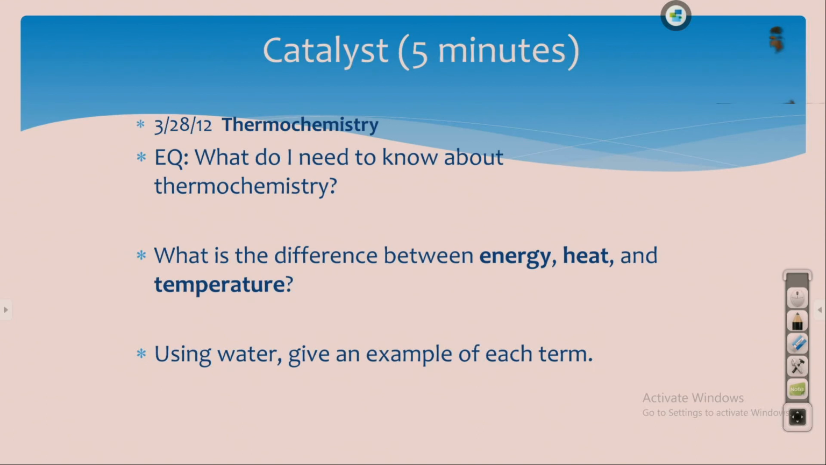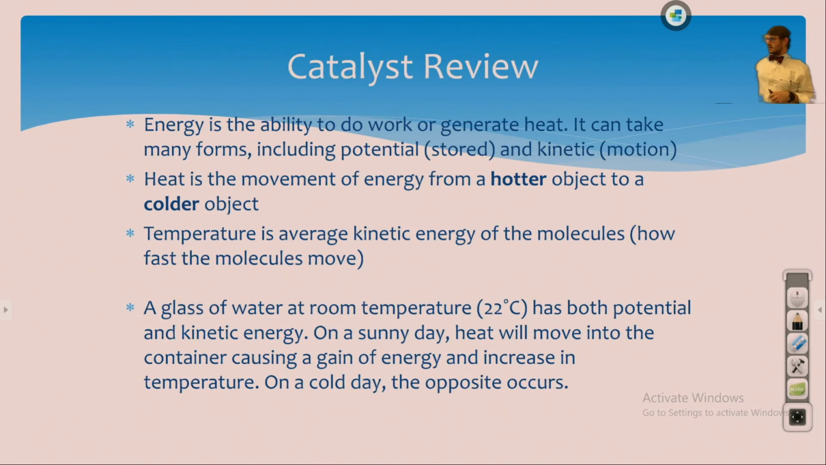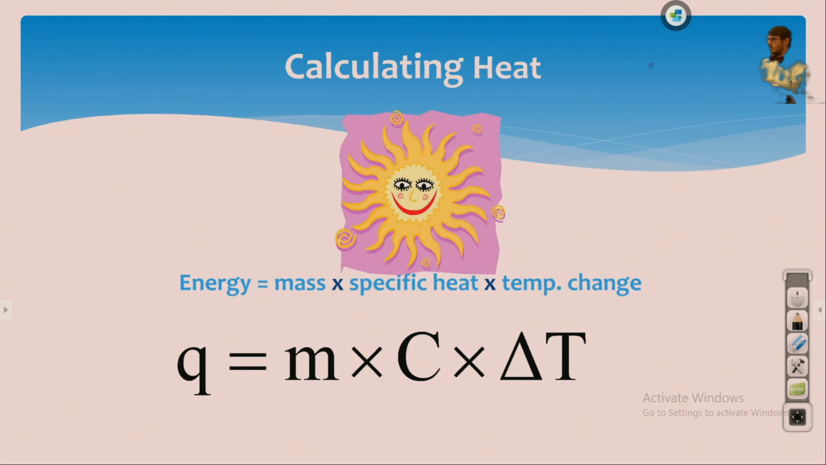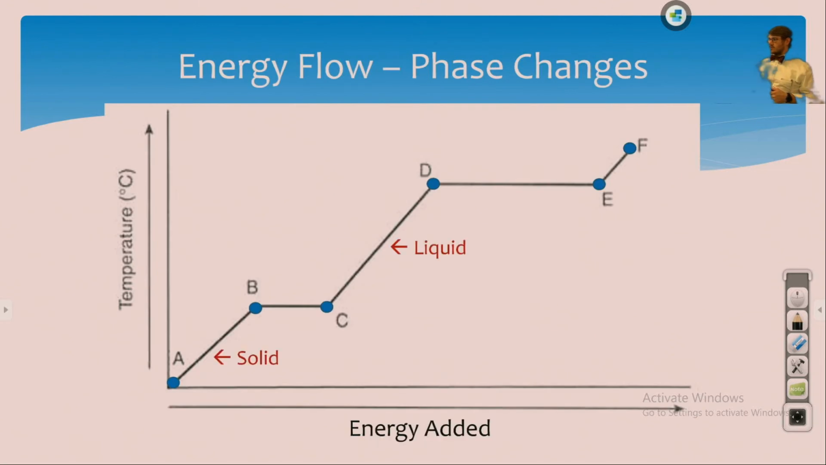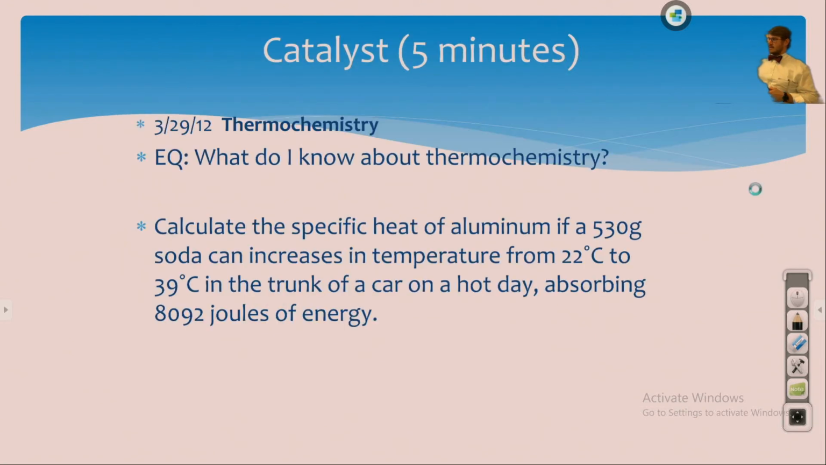This is how things may have gone in a different circumstance had we not been where we are. Nevertheless, some other review items you can pause, take a look at those, and read those on your own. They're all review type stuff. Q equals mcΔT, how it applies to the heating curve. You can go look at that problem as well.